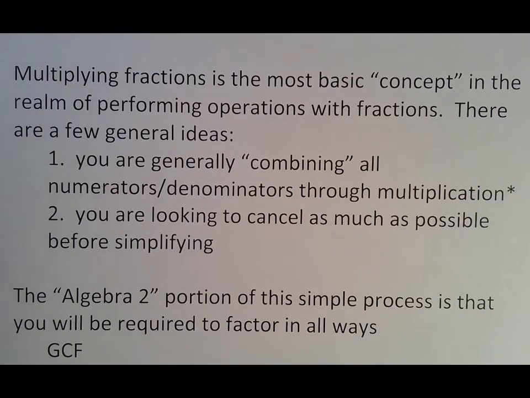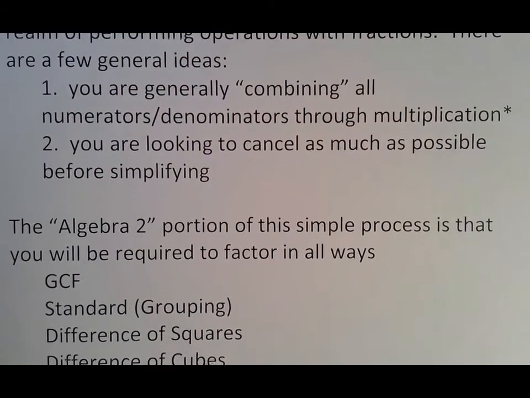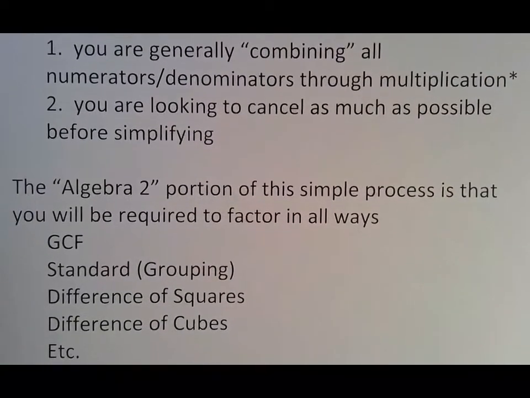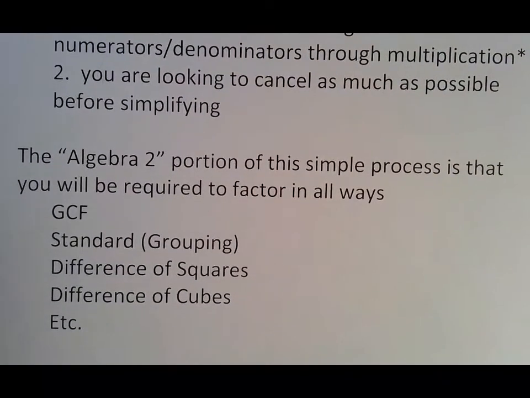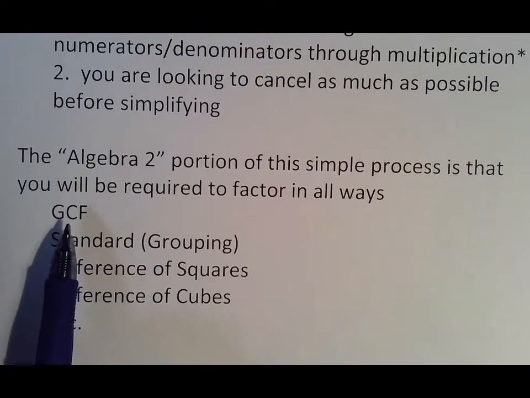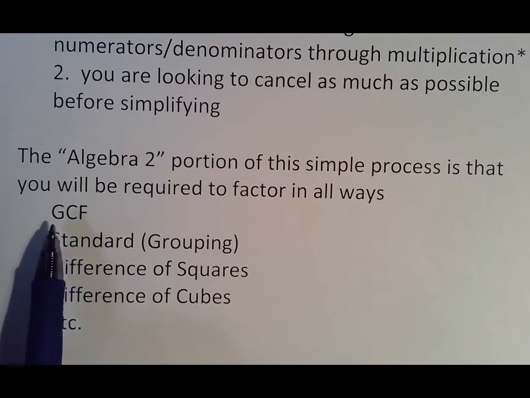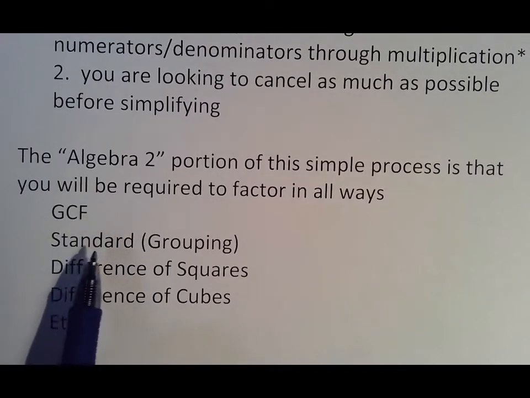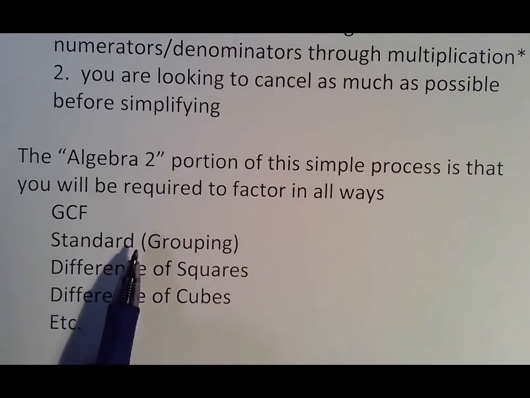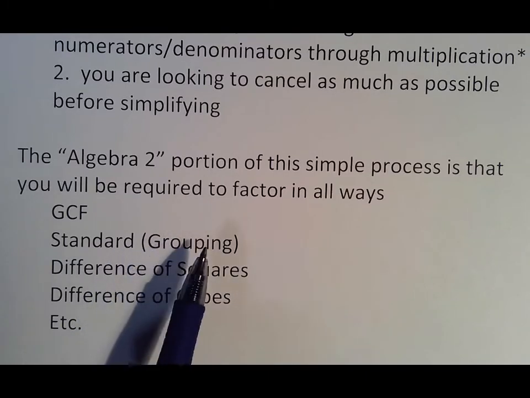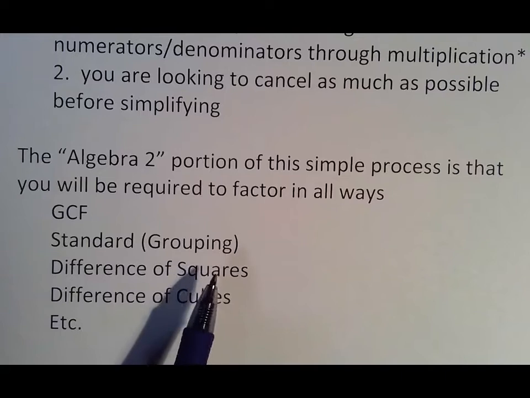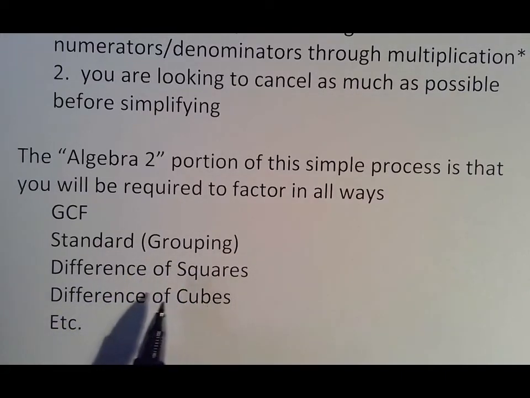so we'll talk about all that. But the Algebra 2 portion of this process is that you'll be required to factor in all ways, which is GCF, which means the expression has something you can pull out. The grouping, which is where you have to say multiplies to be a number, adds to be a number. Difference of squares, difference of cubes. I don't know if you remember that, but you'll want to make sure you study your notes on that. And then anything else that pops up that, again, just might need to be done.